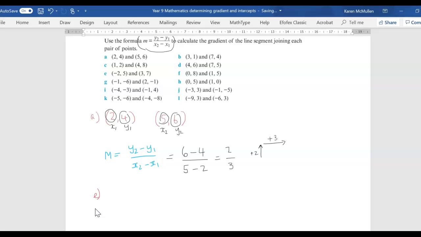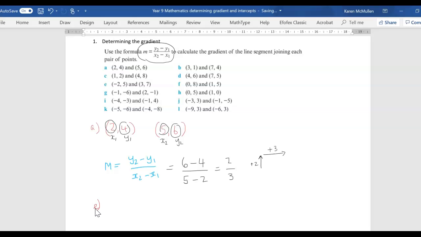Now, this is from your textbook. I think it was question 8 from memory. So question 8. Actually, I'll just pause. All right, question 8 from 3D. So you can go back and check your answers there because I'm not going to do every single question.